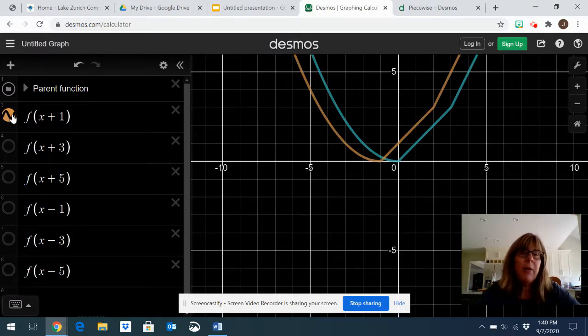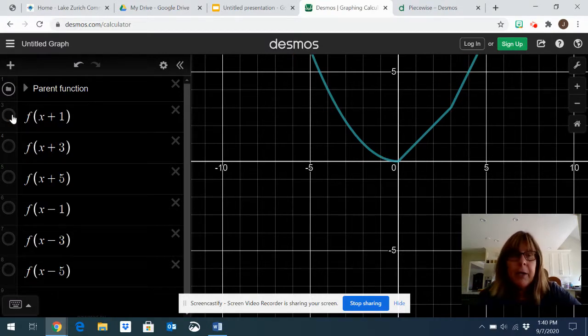Okay, I'm going to turn that graph off for a minute and we're back to our parent graph. And now we're going to look at f of x plus 3. So the input has changed, and I know it's the input because it's inside the parentheses, and it says x plus 3. I want everybody to get a good visual image of how this graph changes when the input says x plus 3.